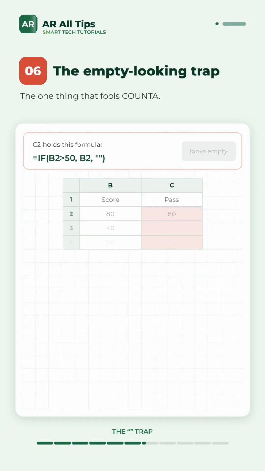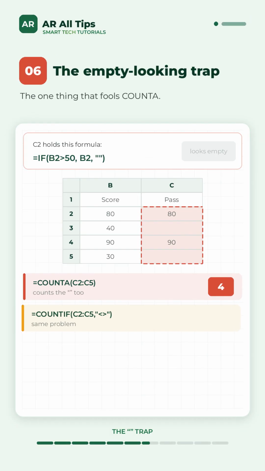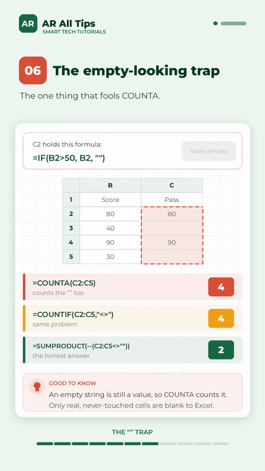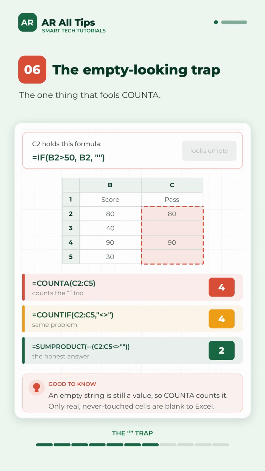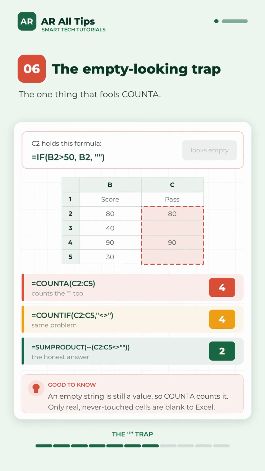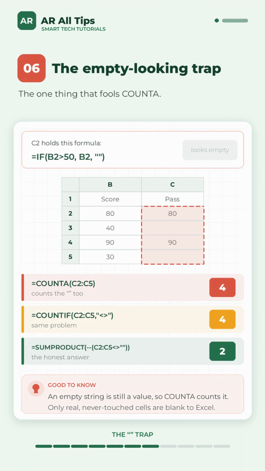Right, one thing to watch. If a cell holds a formula, like if B2 is greater than 50, show B2, otherwise show nothing. Those otherwise cells look empty, but they aren't. There's an empty piece of text sitting in them. COUNTA counts them anyway, so you get 4 instead of 2. If that matters, use SUMPRODUCT with a not equal to blank test instead. That one tells the truth.